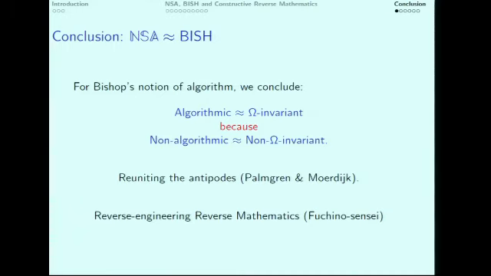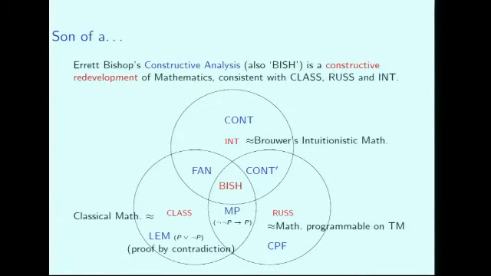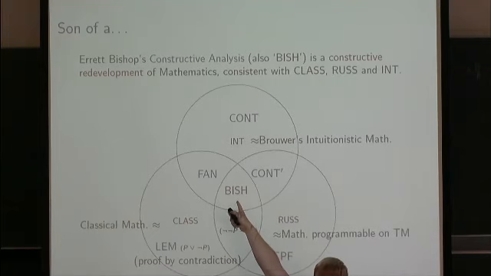There might be slight differences. I'll tell you why. For example, weak Markov's principle is also in this intersection, but it's not provable in constructive analysis. So this blackboard NSA lives here too, but that doesn't mean that they are exactly the same. They're very similar, let's say, but whether they're exactly the same, I don't know.